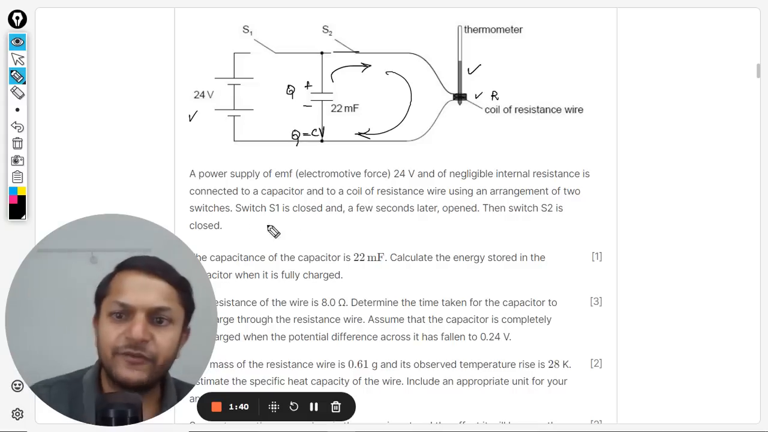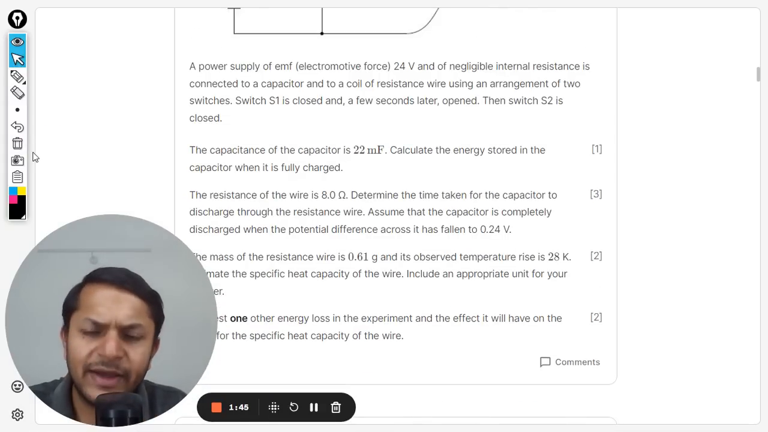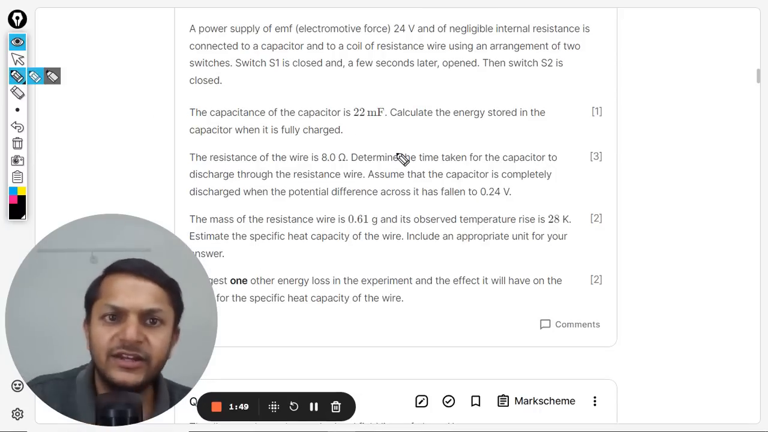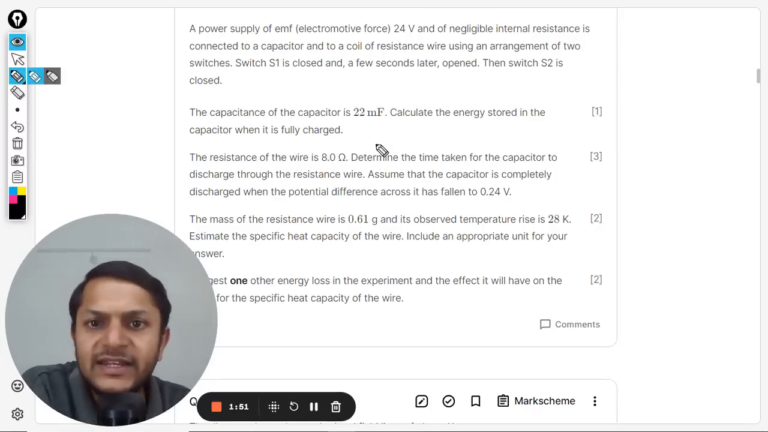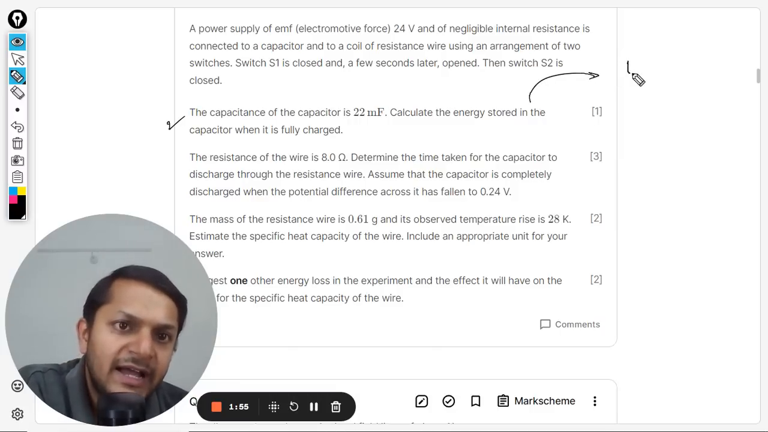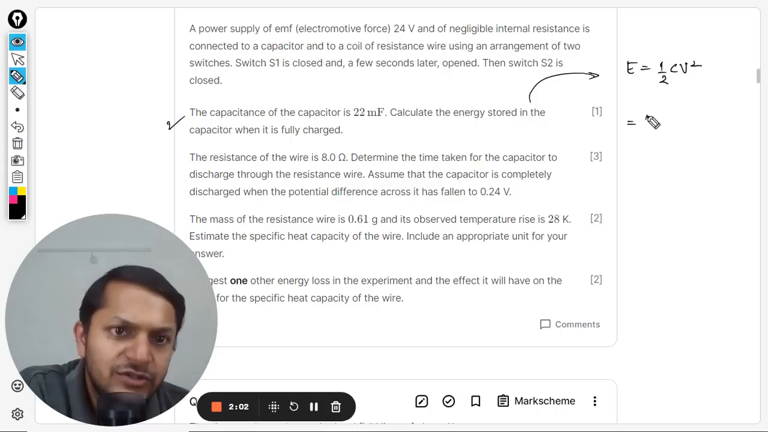Let us read the statement further now. The capacitance of the capacitor is 22 millifarad. Calculate the energy stored in the capacitor when it is fully charged. This question is simple, and the energy we know is given by the formula half CV squared. We can just substitute the values.